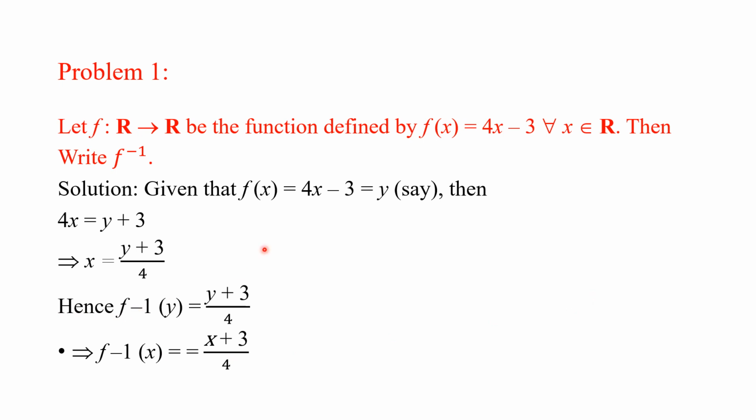So hence the solution. I'm repeating: first let's take the given function as y and get the value of x, and that x value will be called f inverse of y, because x is nothing but f inverse of y. So f inverse of y is equal to y plus 3 by 4. So finally replacing y with x, you get x plus 3 by 4.